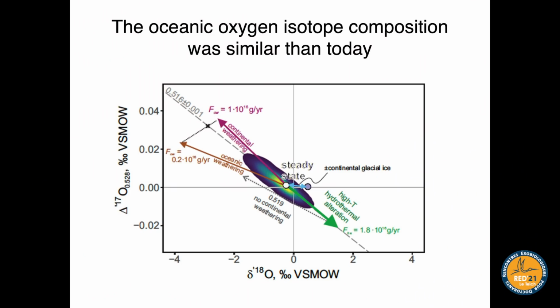But what was interesting is that if we calculate the oxygen isotope composition of the ocean, and this is a result of the modeling, we know that the ocean should have had the same or a similar oxygen isotope composition as today. And that is very interesting, because that has a lot of implications for the hydrological cycle of the ocean, but also for tectonics.